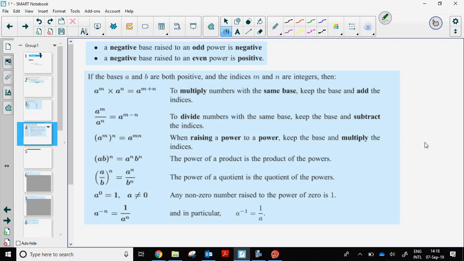Again, I think you've probably seen these before. So the first 2 kind of go together, right? When we multiply two numbers with the same base, we add the exponents together, but we keep the base. And when we divide two numbers with the same base, we subtract the exponents. So you can kind of see how those two work together, right?